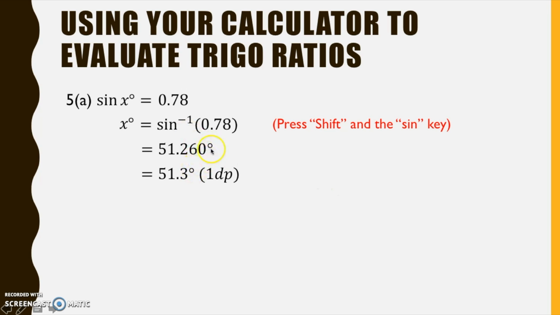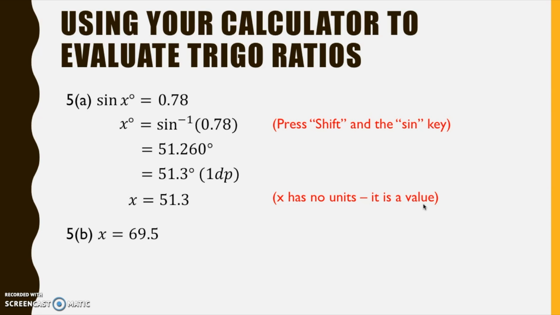Take note that the degree sign has to be written all the way. So that's how you conclude x equals 51.3 degrees. Now take note that x has no units. It is actually a value. I believe that you should be able to do the same for 5b. For 5b, you should be able to get that x is 69.5 to 1 decimal place, and for 5c, x equals 50.9 to 1 decimal place. Explore using the cosine inverse and tangent inverse buttons.